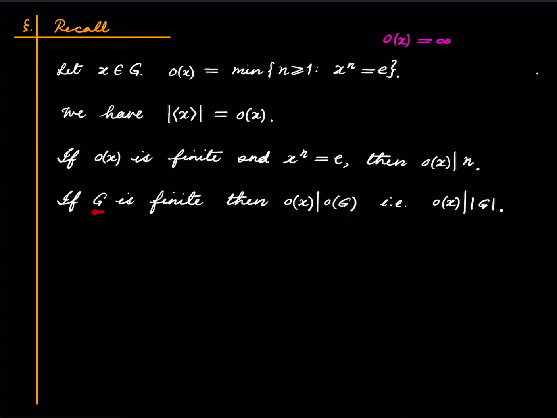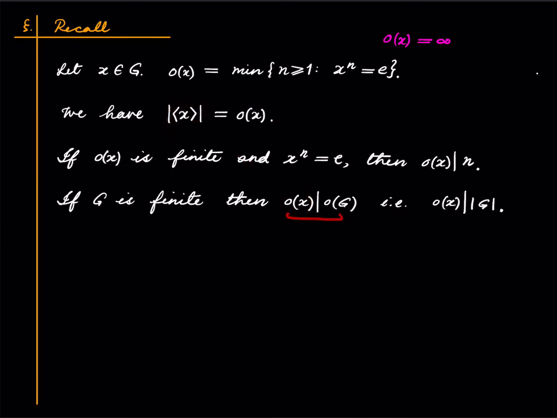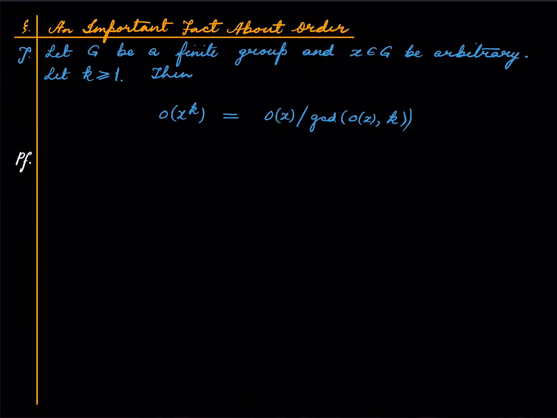Also, if G is finite, then the order of X divides the order of G, where the order of G just means the cardinality of G. This is because of Lagrange's theorem and this observation, because the order of X is just the cardinality of the subgroup generated by X, and by Lagrange, this of course holds, because after all, this is a subgroup. So this is a straightforward implication of Lagrange's theorem, although it's not obvious immediately from the definitions. All right. These are the problems. And now let us prove the main result of this lecture.